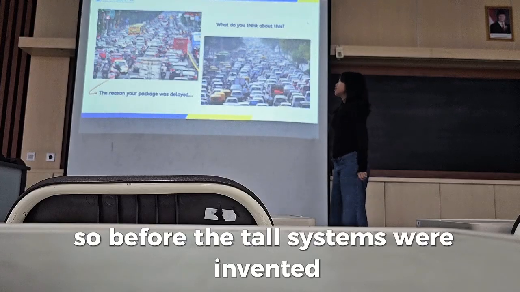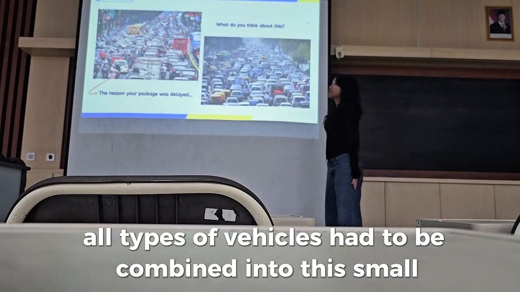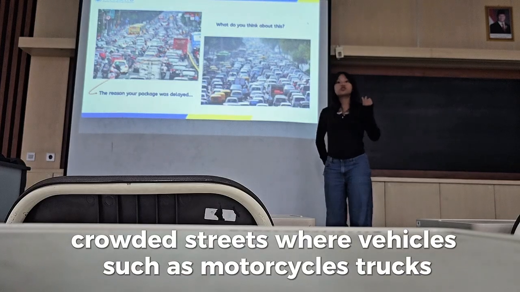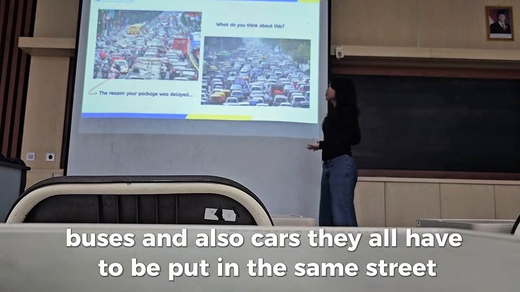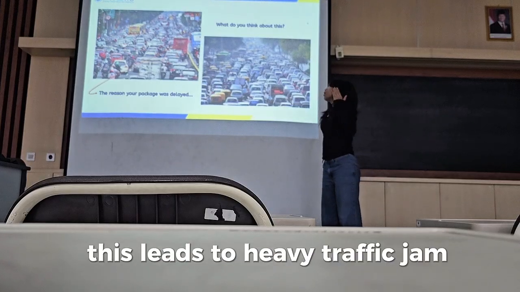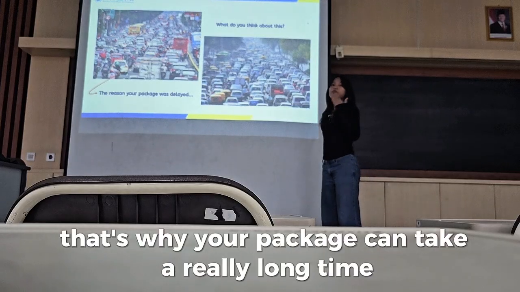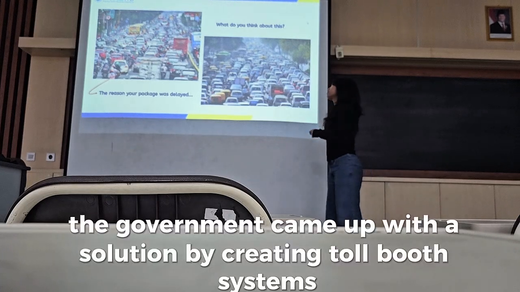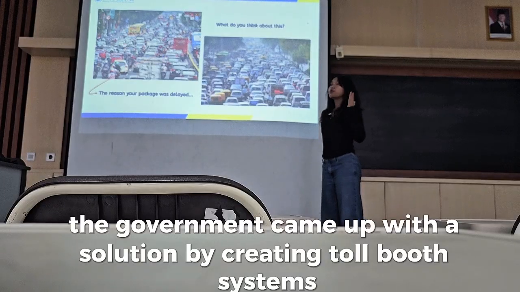So, before the toll systems were invented, all types of vehicles had to be combined into these small crowded streets where vehicles such as motorcycles, trucks, buses, and also cars, they all had to be put in the same street. This leads to heavy traffic jam. That's why your package can take a really long time and even has a late arrival. So, the government came up with a solution by creating toll booth systems.